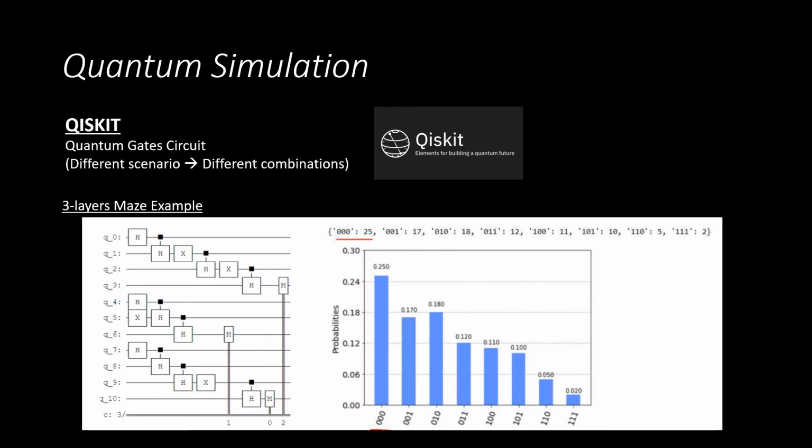The quantum computing can be realized by importing the Qiskit open source library. By using the Qiskit, it can build the quantum gate circuit and solve the maze. For different scenarios, it will have different combinations of quantum gate circuit. So this is the quantum circuit built from the Qiskit. By running the quantum circuits, it will calculate the possibilities of all possible paths and show the shortest path with the highest possibility.